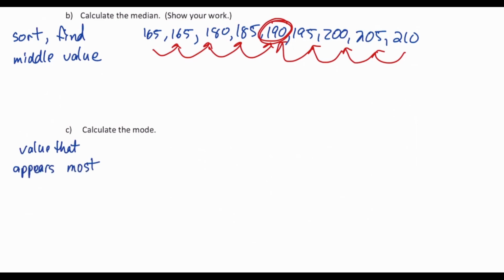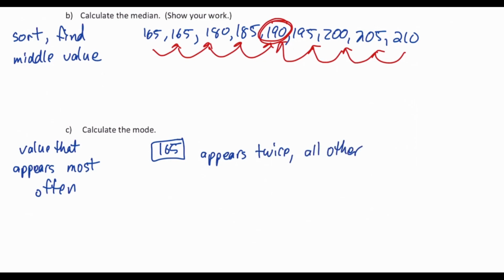most often. And by looking at that list in the previous question, I can pretty quickly see that most numbers are not repeated, except for here. 165 appears twice. It is the only number that appears twice. So it is the number that appears the most often. So we can say, therefore, the mode is 165. And that is because it appears twice, while all other values are unique or only appear once.